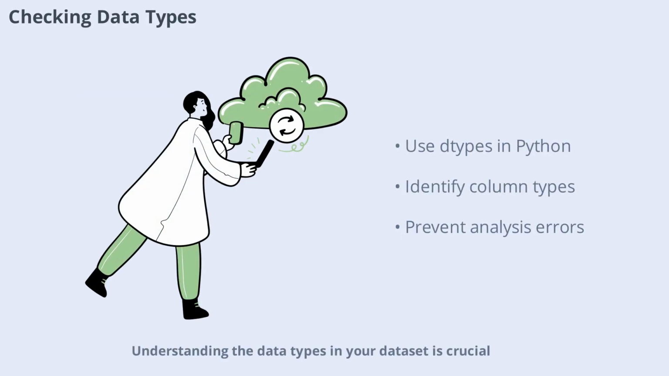Understanding the data types in your dataset is crucial. Are your columns numbers, text, or dates? In Python, you can use the dtypes attribute to check this. Knowing your data types helps you choose the right analysis techniques and avoid errors down the line. It's a small step that makes a big difference.